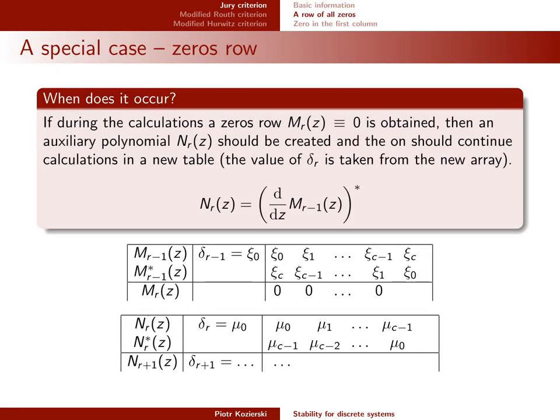Two special cases may occur during calculations: a zeroth row or a 0 in the first column. And since I am the one who arranges the content of the tasks, they will almost certainly happen.